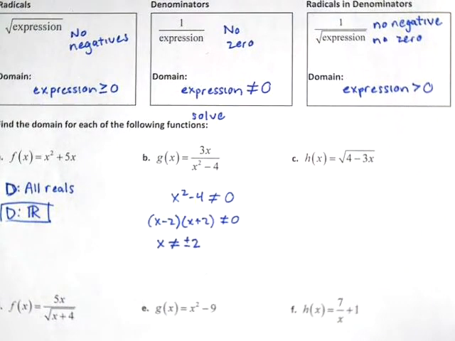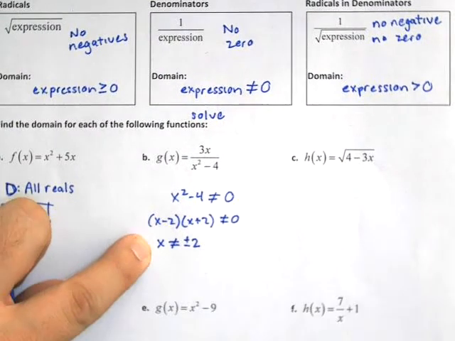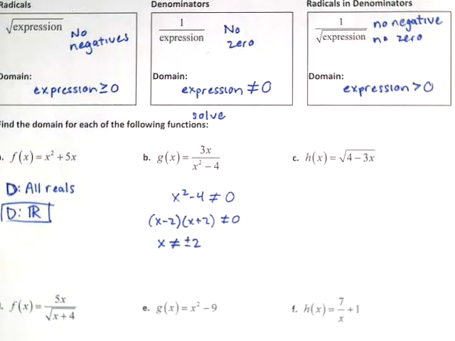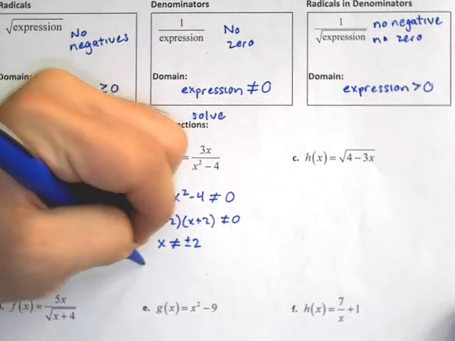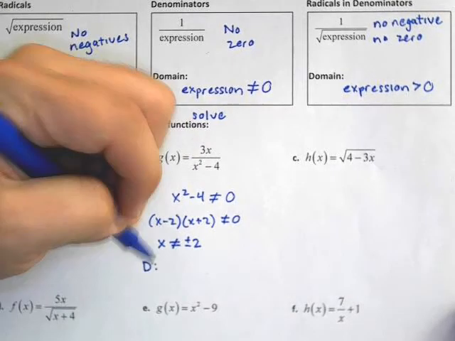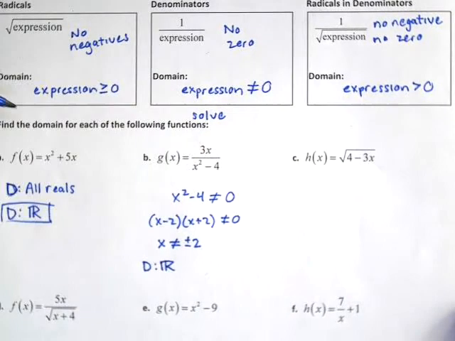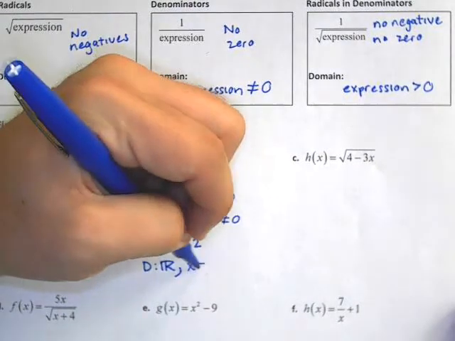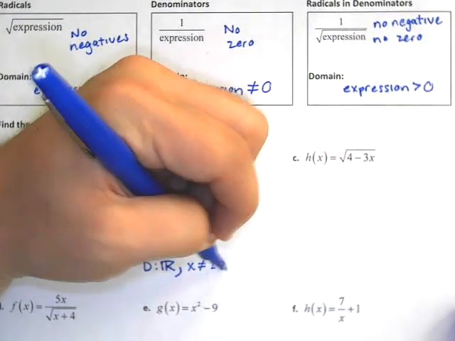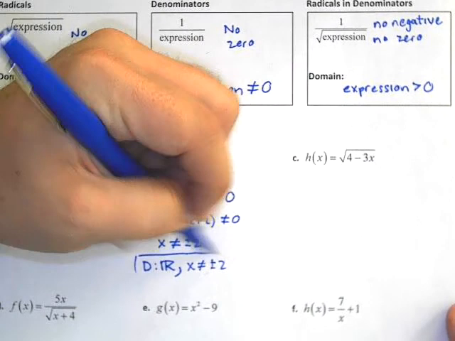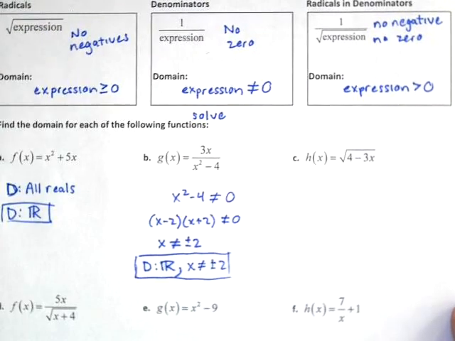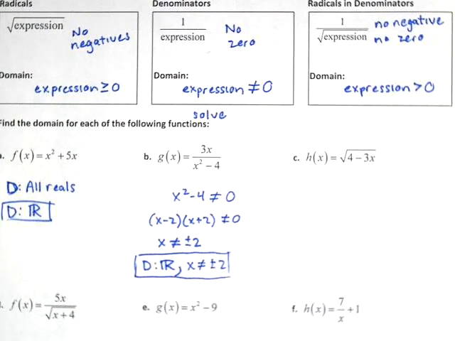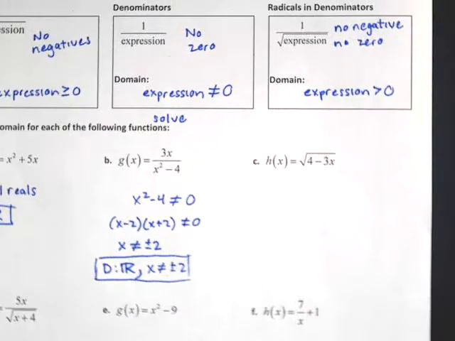All right, so now we know the restrictions on x. X cannot be positive 2 or -2. That would make this not work. To finish this, what we do is we say that the domain is all real numbers except, or a comma, x cannot equal plus or minus 2. Okay? All right. Let's check out the next one, letter C.